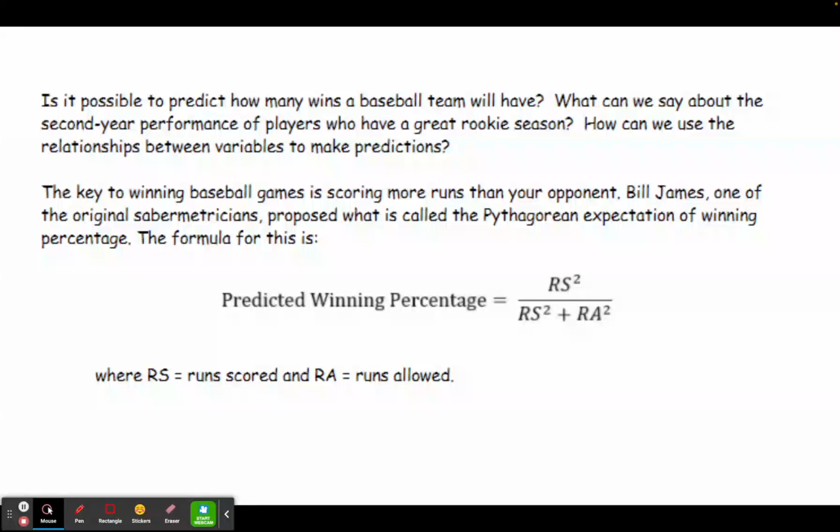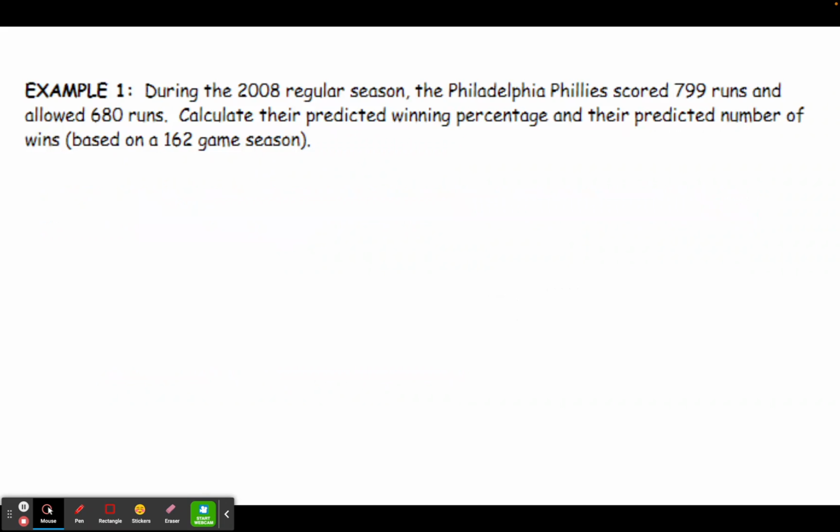One of the formulas that we're going to look at today is a formula proposed by Bill James called the Pythagorean expectation of winning percentage. And the formula is given in your notes. Here, RS is the number of runs scored by a team, and RA is the runs allowed. And using those two statistics, we can make a prediction about the team's winning percentage.